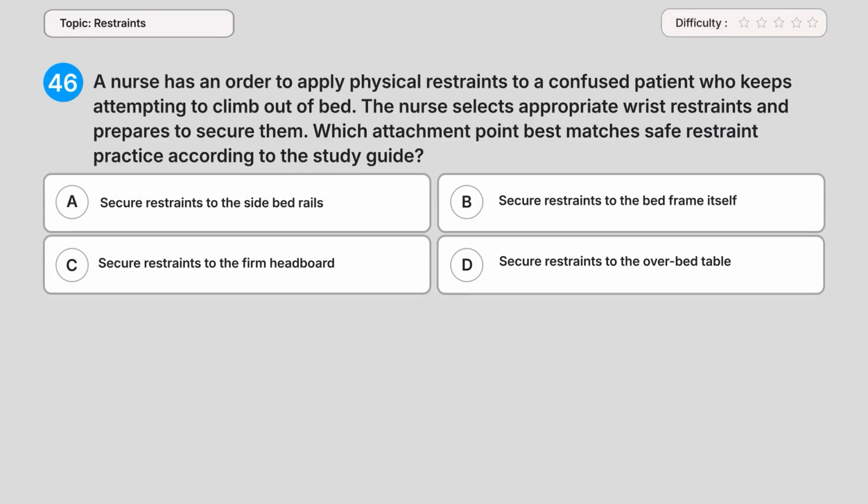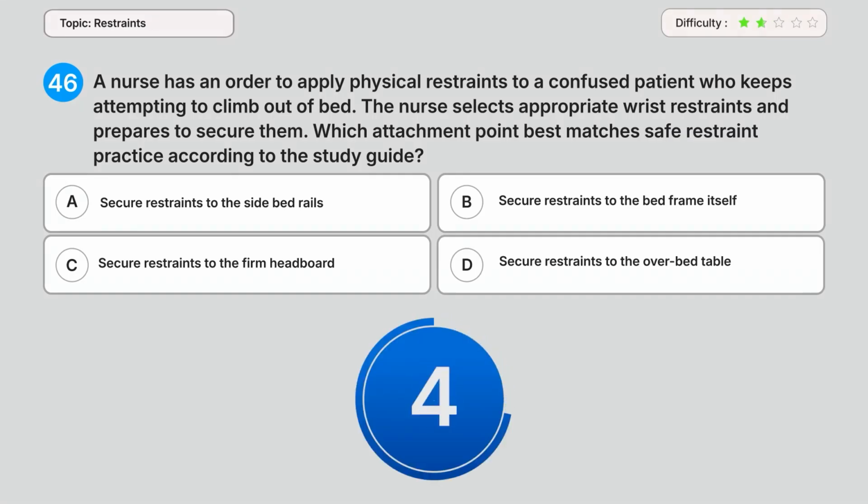Question 46. A nurse has an order to apply physical restraints to a confused patient who keeps attempting to climb out of bed. The nurse selects appropriate wrist restraints and prepares to secure them. Which attachment point best matches safe restraint practice according to the study guide? A. Secure restraints to the side bed rails. B. Secure restraints to the bed frame itself. C. Secure restraints to the firm headboard. D. Secure restraints to the overbed table. Can you guess the answer?